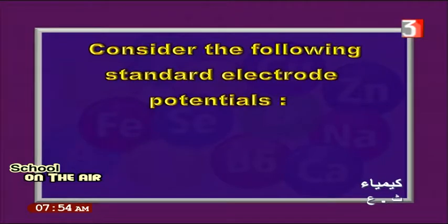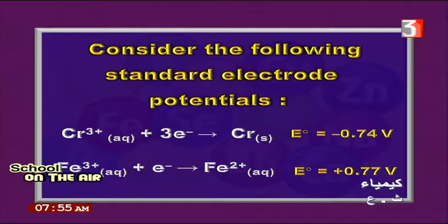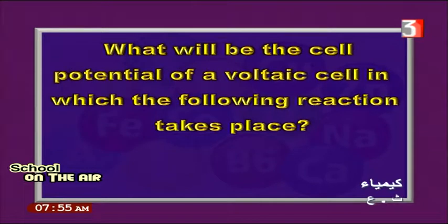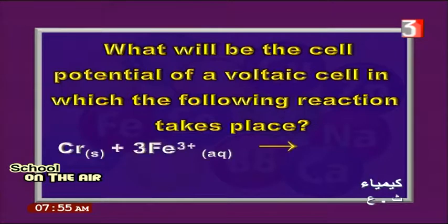Next question. Consider the following standard electrode potentials. Cr3+ plus 3 electrons gives Cr, this is the reduction potential of chromium, and Fe3+ plus an electron gives Fe2+, the reduction potential of Fe3+ being 0.77 volt. From these two equations, we know that the reduction potential of iron is higher than the reduction potential of chromium. So what will be the cell potential of the voltaic cell in which the following reaction takes place?